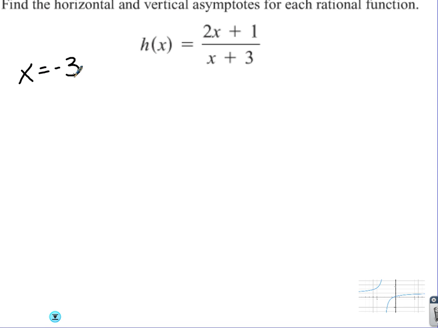So x can't be negative 3 because at negative 3, since it is not a factor of the top, you have a vertical asymptote at negative 3. Since your powers are the same, a first power on top and a first power on bottom, anytime your degrees are the same, you always go to your leading coefficients, which are 2 and 1. Y equals 2 over 1, or just y equals 2, will be your horizontal asymptote.